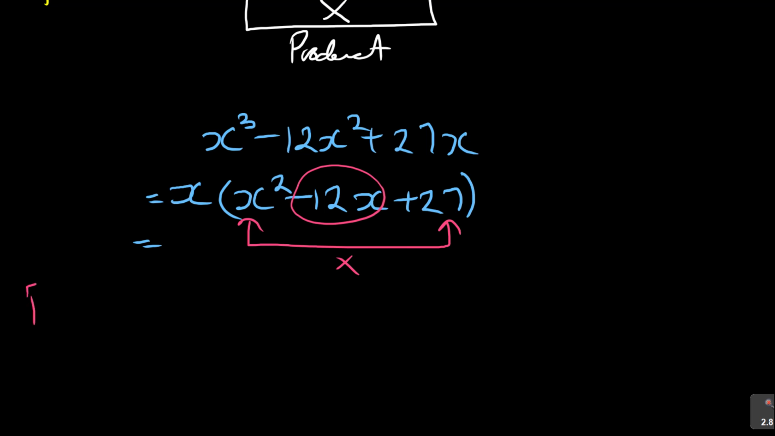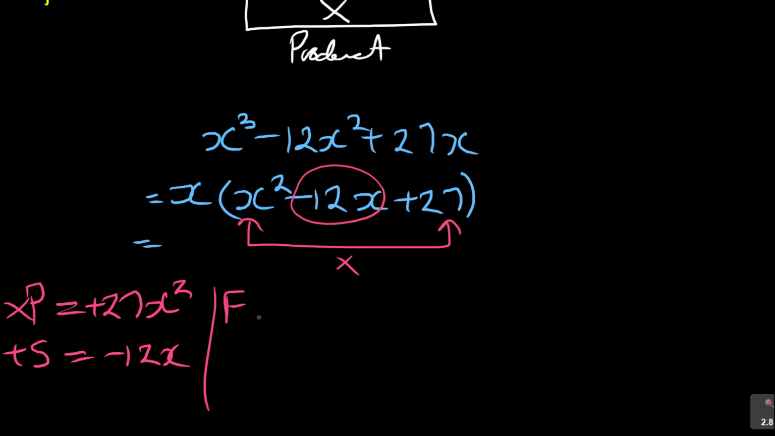So what is our product? Our product here is positive 27x squared. Our sum is minus 12x. Now factors of 27 are 1 times 27, 3 times 9. 3 times 9, 9, 18, 27, right? Those are the two factors.